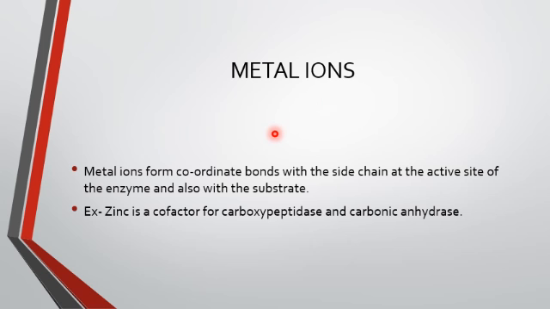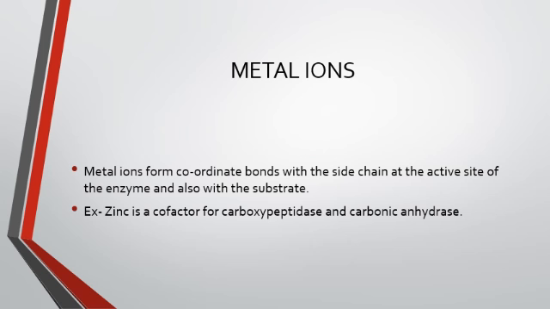Metal ions. Metal ions form coordinate bonds with the side chain at the active site of the enzyme and also with the substrate. An example is zinc, which is a cofactor for carboxypeptidase and carbonic anhydrase. So these are the non-protein parts which combine with the protein part, that is the apoenzyme.